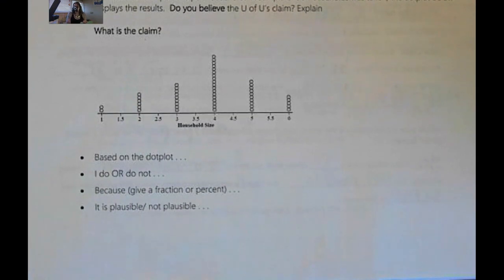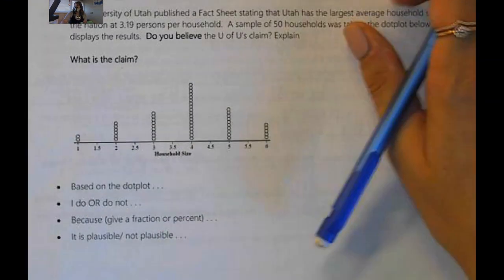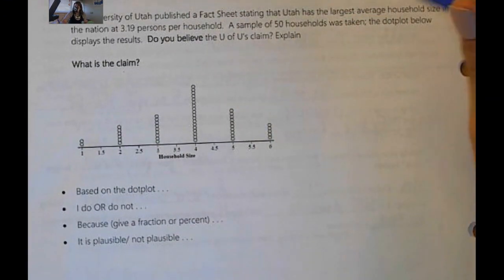So the University of Utah published a fact sheet stating that Utah has the largest average household size in the nation at 3.19 persons per household. So what that means is on average, 3 people live in every house in Utah. Now, obviously, there's more. If you think about your family, you're at least 3. Well, in most cases, you're at least 3. This is true. I actually looked this up, and the U of U did publish this, that our household size in Utah is the largest, and it's 3.19.